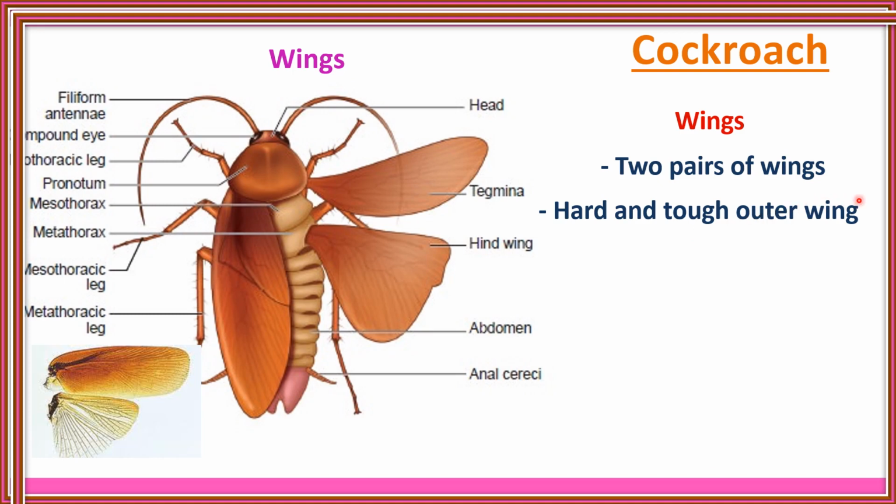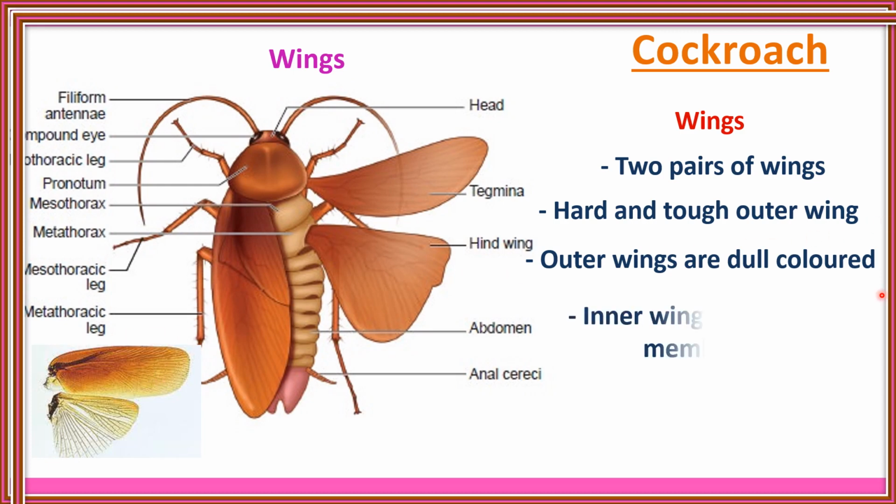These wings are hard and tough. That is the outer wing. The outer wing, as you look at it, is hard and also tough. Then the outer wings are dull in color. The purpose of the dull color is for camouflage, hiding in dark places, hiding away from predators.